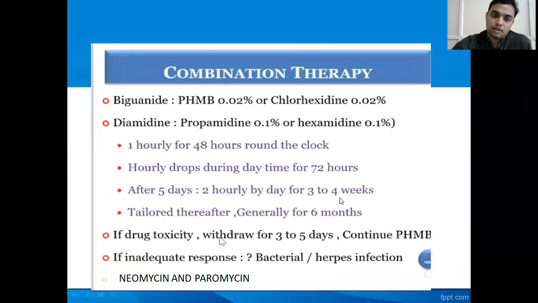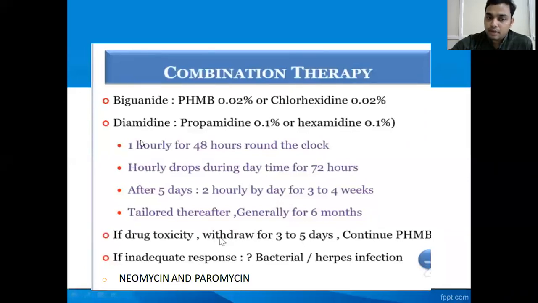The other drugs we give in acanthamoeba keratitis are given as combination therapy. So we give biguanides, polyhexamethylene biguanide or chlorhexidine, or diamidines. Propamidine and hexamidine are the best drugs for acanthamoeba keratitis. We start the treatment with 1 hourly for 48 hours round the clock, that is during night time also. Then we reduce the dose to hourly only during the daytime, for 3 days. So the first 2 days we give the drug 1 hourly round the clock, and then after two days we reduce the dose to 1 hourly only in the daytime.